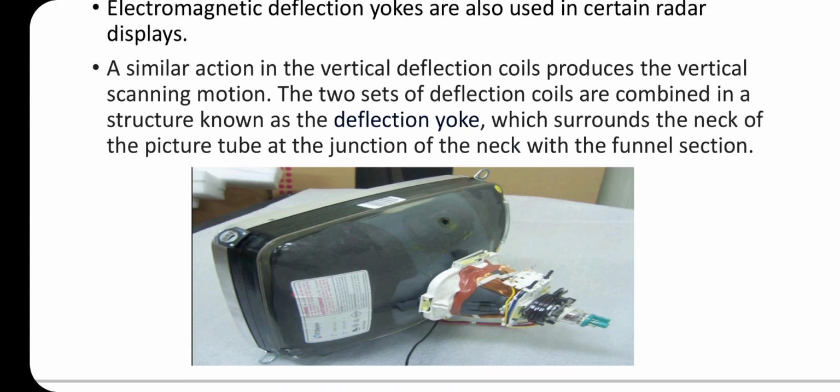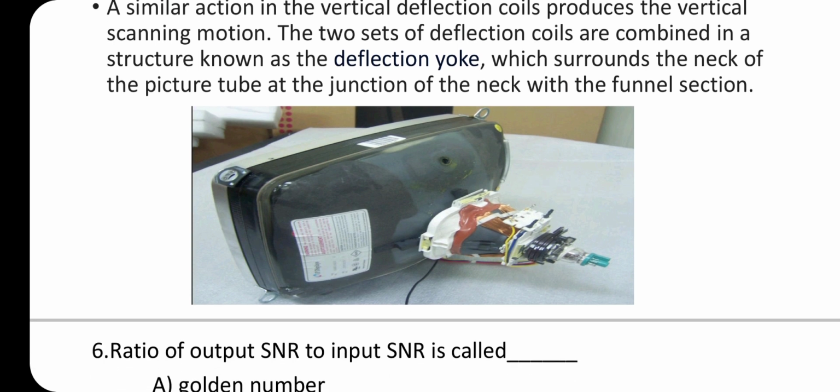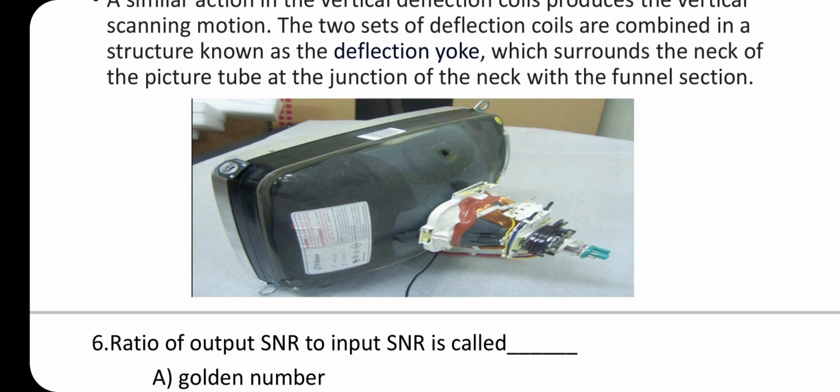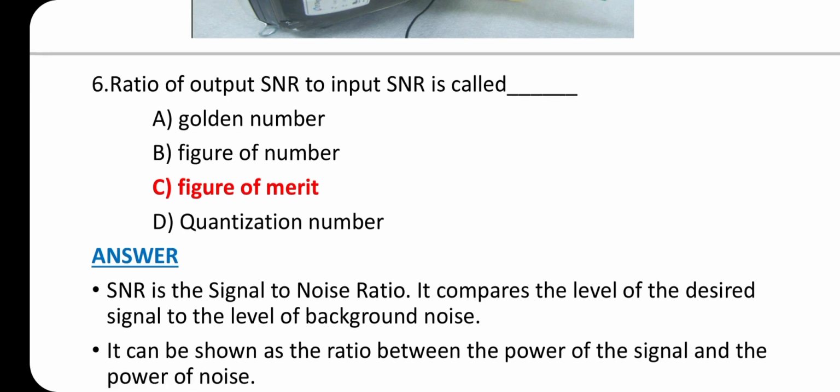A similar action in the vertical deflection coil produces the vertical scanning motion. The two sets of deflection coils are combined in a structure known as the deflection yoke, which surrounds the neck of the picture tube at the junction of the neck with the funnel section. This is the diagram of vertical yoke.